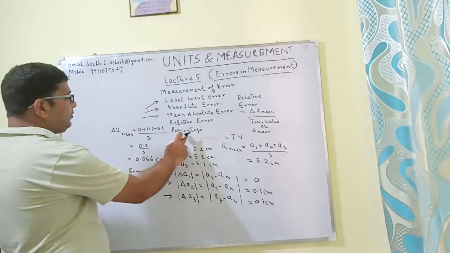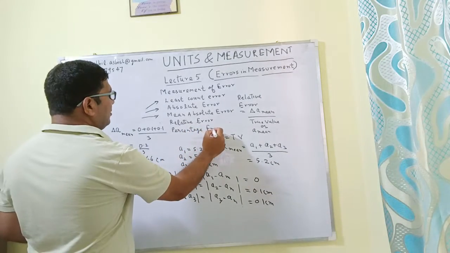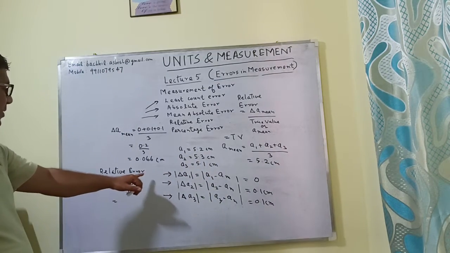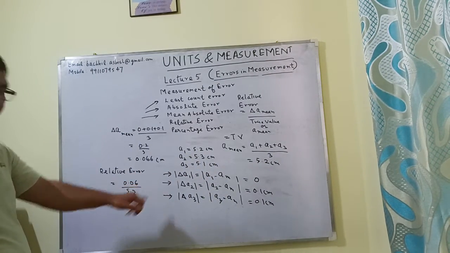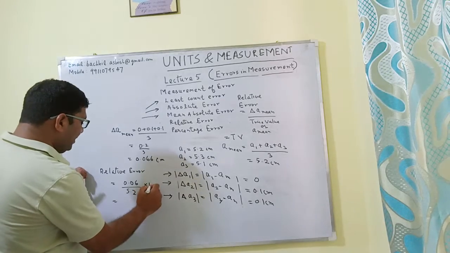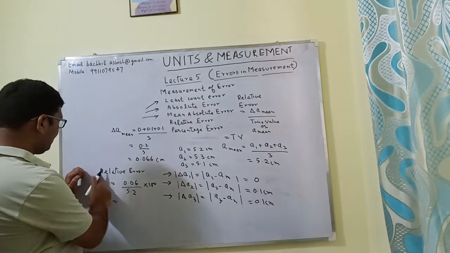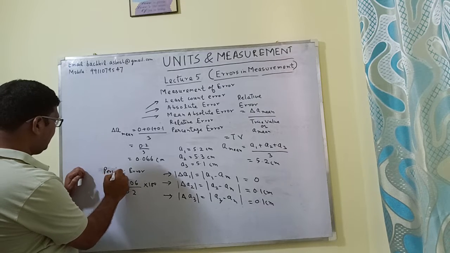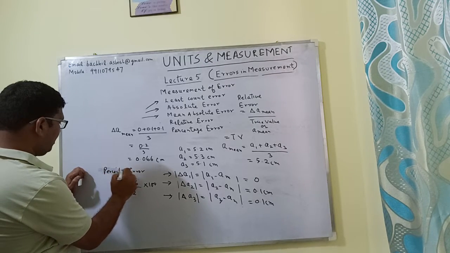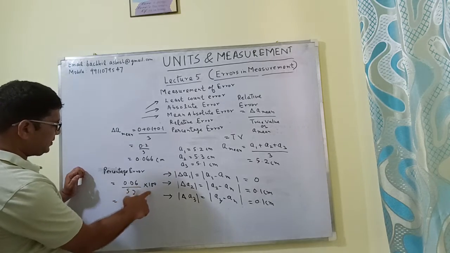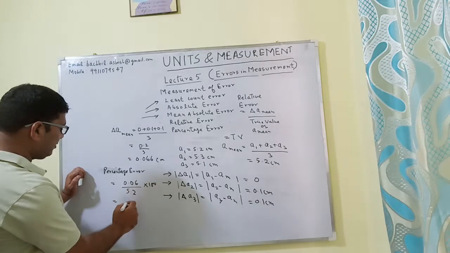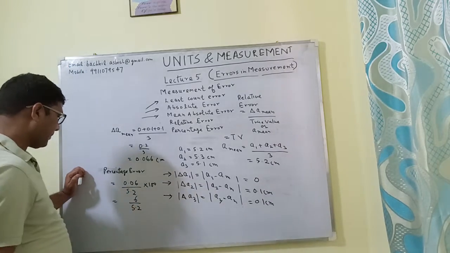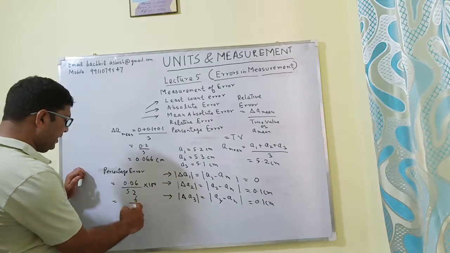And now the last one is the percentage error. For percentage error, there is nothing extra to do. Percentage error is equal to relative error into 100. So if you just multiply it by 100, this is the percentage error. The percentage error will be equal to this into 100, or we can say that this will be equal to 6 divided by 5.2. Okay.